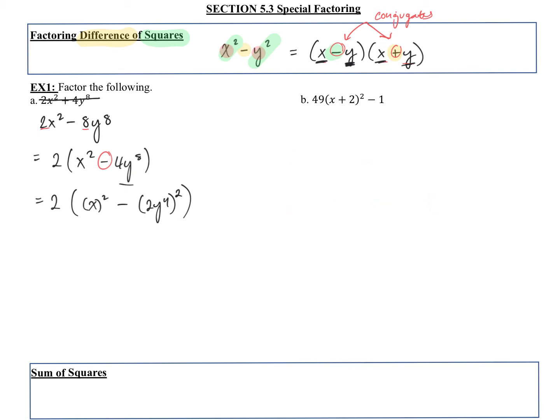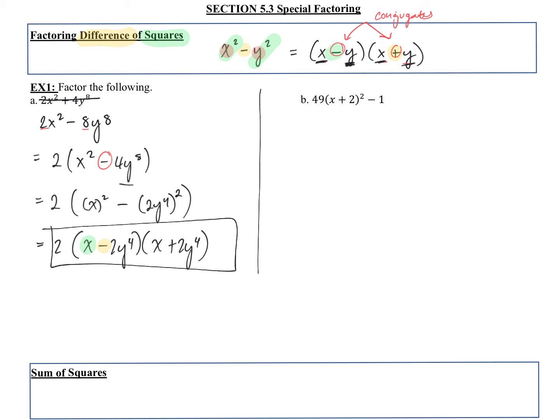Alright, so let's go ahead and write that down. That was just the side scratch work. So we still have that 2 following along, and then we said (x minus 2y to the 4th)(x plus 2y to the 4th). Now, whenever I see a minus sign in a binomial, I might think it's a difference of squares. So I see that minus, however, this is not a square. That x is not a square, so we're done. Everything is factored.